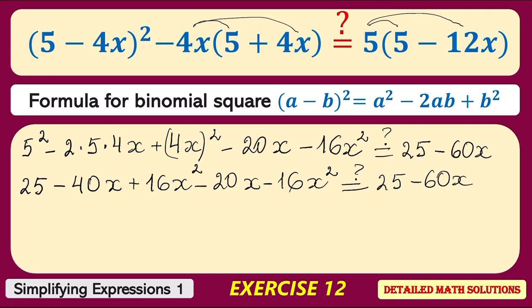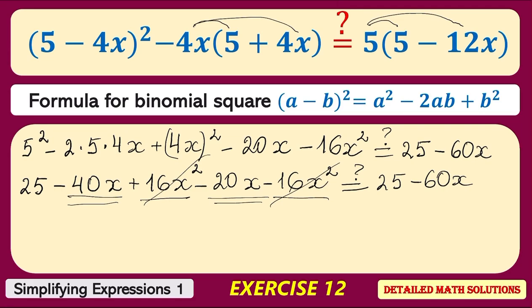Next step, I need to add all like terms. Like terms are 16x squared and minus 16x squared, and minus 40x and minus 20x. So when I add these pairs of like terms, 16x squared and minus 16x squared are the same term with opposite signs, therefore they cancel out because their sum equals 0.